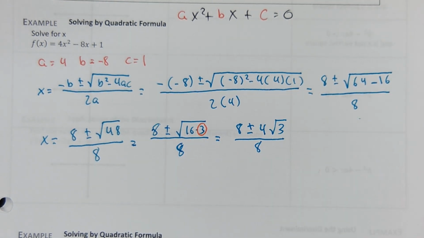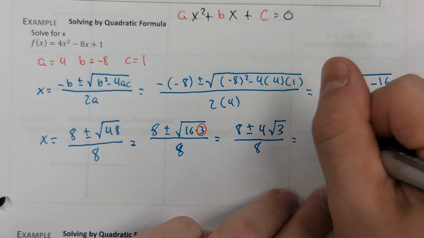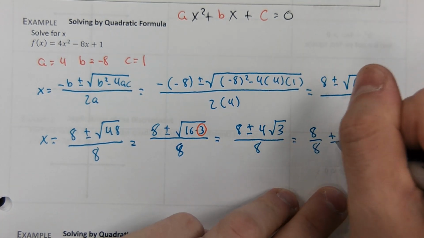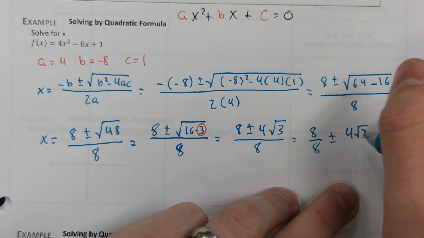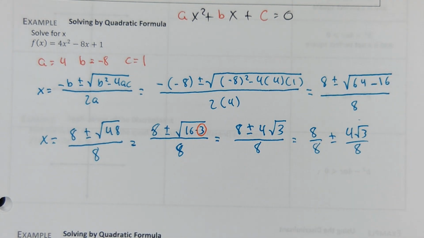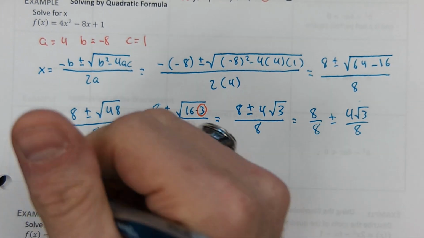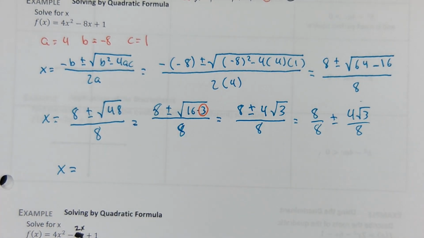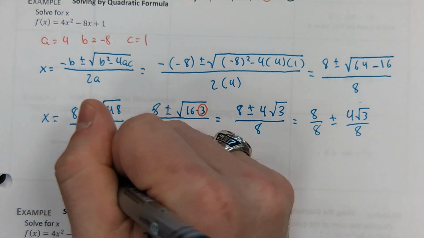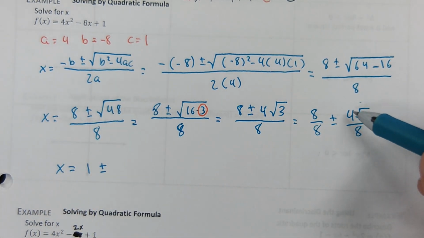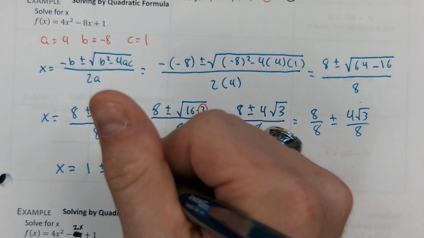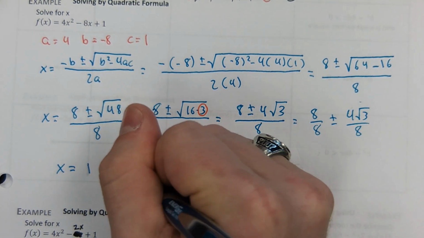Before you simplify, what you need to do is split this into 2 fractions. Then reduce your fractions. So 8 over 8 plus or minus 4 root 3 over 8. They're not like terms, so we might as well just leave it as the plus or minus. 8 divided by 8 is 1, plus or minus, and you can divide the top and bottom of this one by 4, and you get root 3 over 2.